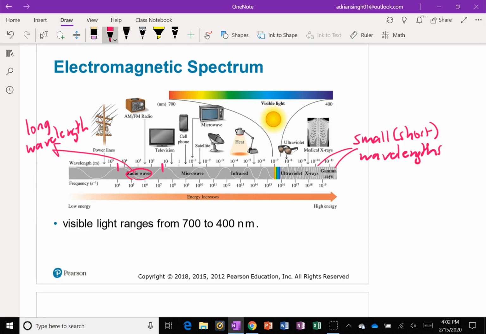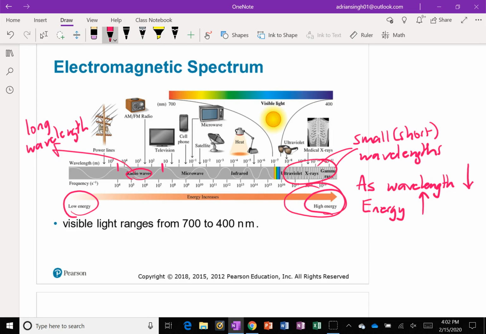And what you'll notice right underneath is the amount of energy associated with these different wavelengths. So a short wavelength has high energy, and a long wavelength has low energy. So we can say then the relationship is, as the wavelength decreases or goes down, the energy increases or goes up. So shorter wavelengths have higher energy, like in this region of the spectrum, whereas longer wavelengths have a lower energy.